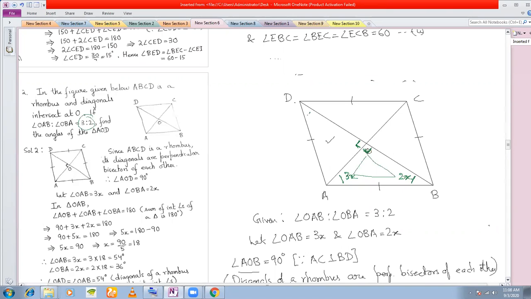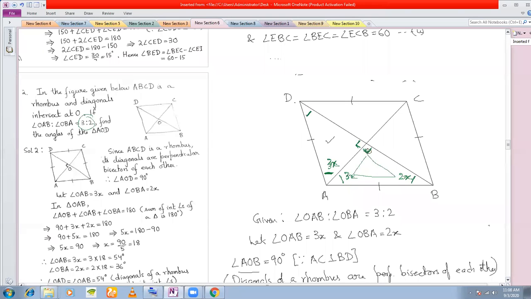Now we intend to find this angle and this angle. So how to find? Now see, consider the diagonal AC. These two angles must be equal. This must also be 3x because we know that the diagonals of a rhombus bisect the interior angles of a rhombus, right? So therefore, this diagonal AC must bisect this angle, angle A. So therefore, this angle must also be 3x, right?